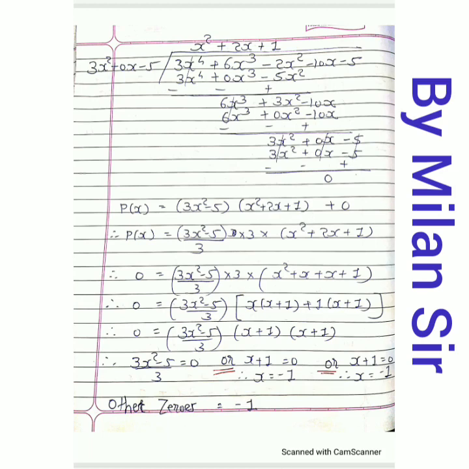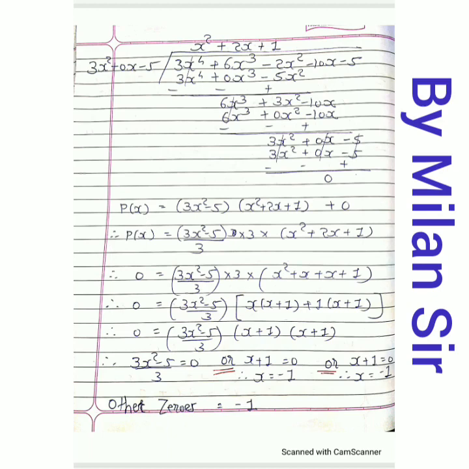Now just move forward. If we want to find the zeros, then what we need to do? We need to put 0 in place of p of x, that we already did in exercise number 2.2. If we want to find the zeros, then we need to put p of x equals 0, because zeros means the value of x that gives p of x equals 0. So already we put 0 in place of p of x.